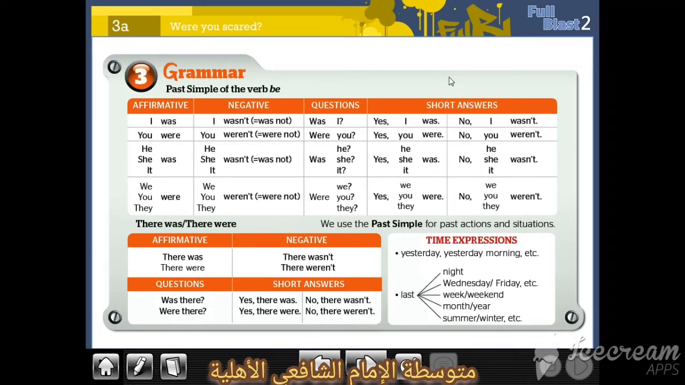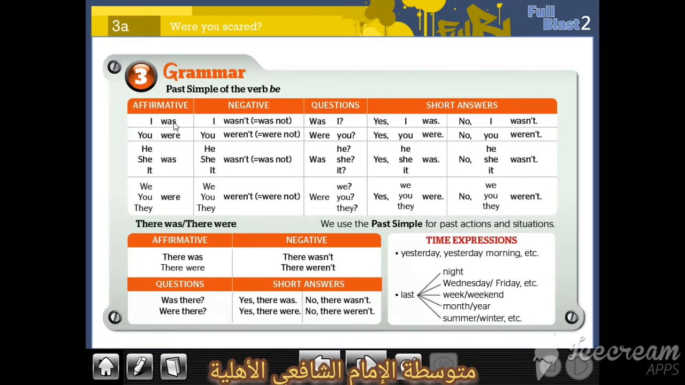The past symbol of the verb be. Of course, verb to be or verb be consists of am, is, are in the present. But today we are talking about the past. So the past of verb be is was and were.